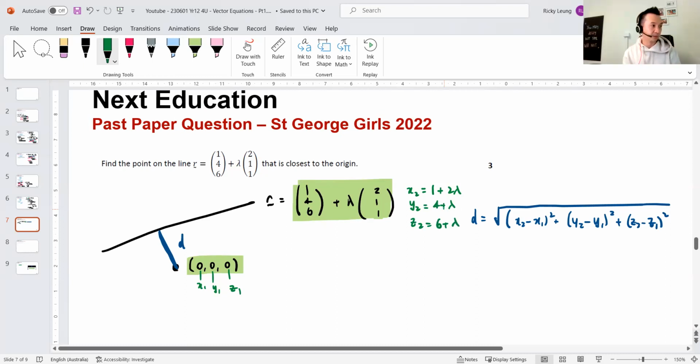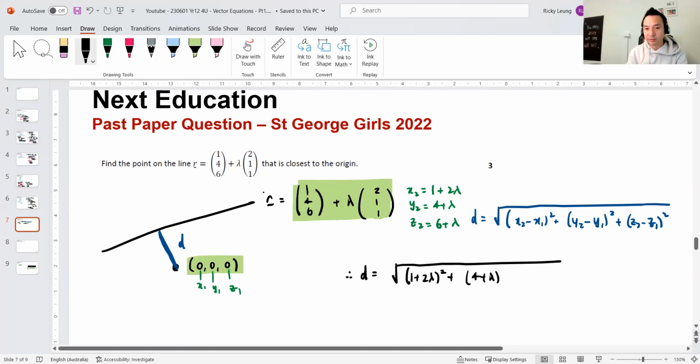And then I just find the distance formula. Guys, plug all these into the distance formula and go, therefore, distance equals the square root of these guys minus 0. So it'd be 1 plus 2 lambda all squared, plus 4 plus lambda squared, plus 6 plus lambda squared. Something like that. Now, what do I want? Closest, right? So theoretically, it's a perpendicular distance. So I'm going to use calculus to do it. If I square both sides, I get this.